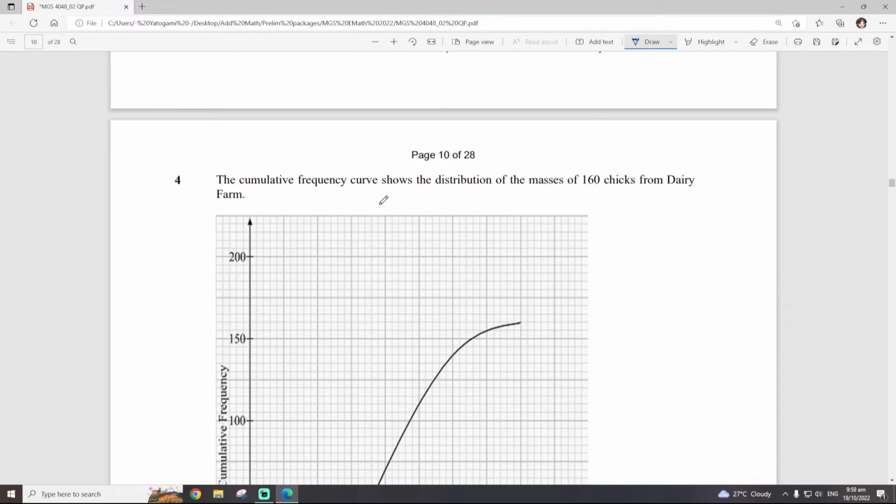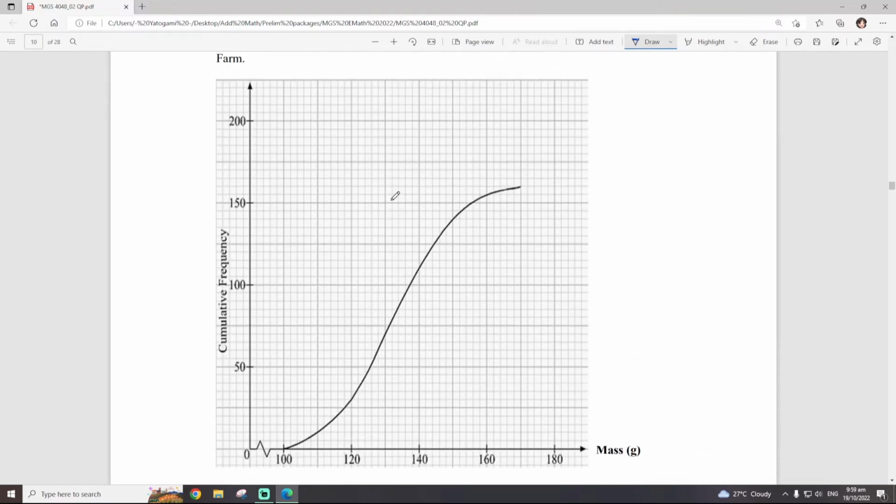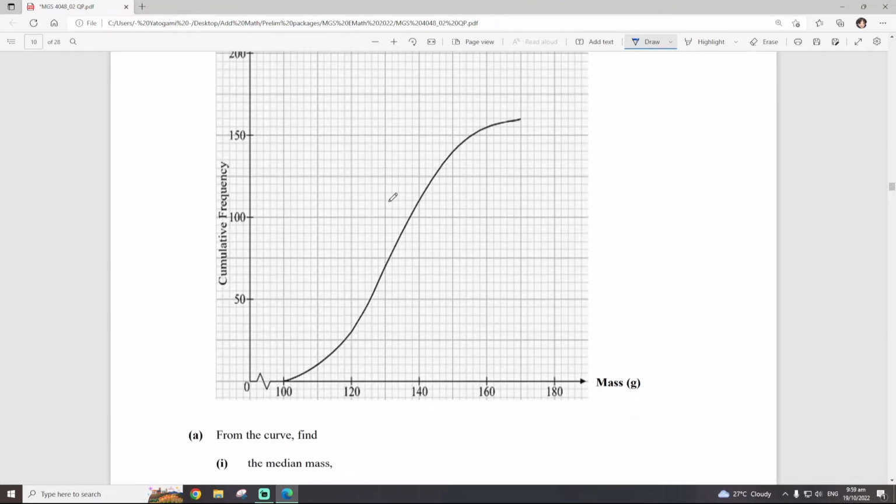The cumulative frequency graph, okay. From the curve, find the median. So the median will be, okay, so 160 chicks. So the median will be at 80. So each small square is a step of 5. So 75, 80 is here. Oh, this kind of lies in the middle. Does it? I think it does. Oh wait, it seems to be very close to this point. So I will take it as this one.